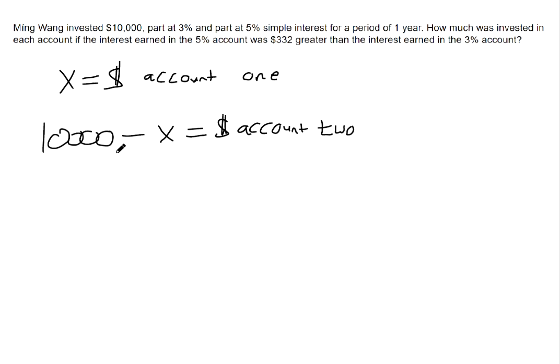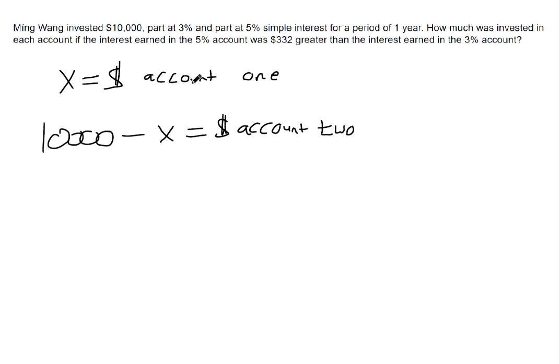Okay, we got mathematical expressions from both of these. If X is 1,000, then 10,000 minus 1,000 gives us $9,000 for account 2. Now that we have that, we can probably construct an equation to help us out. Let's see, how much was invested in each account. If the interest earned in the 5% account was $332 greater than, oh man.